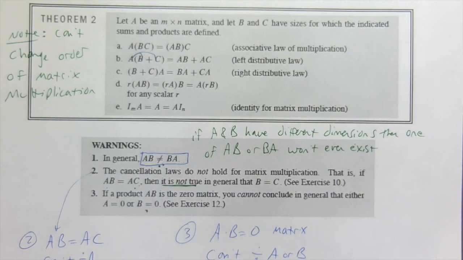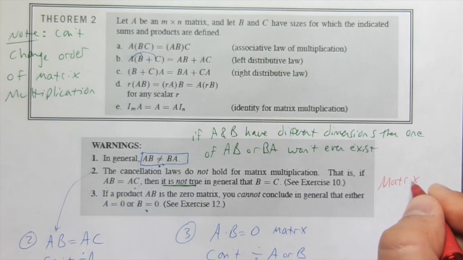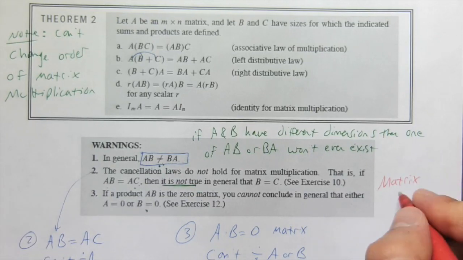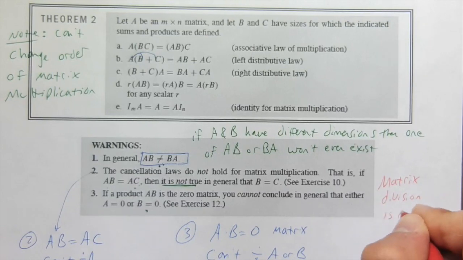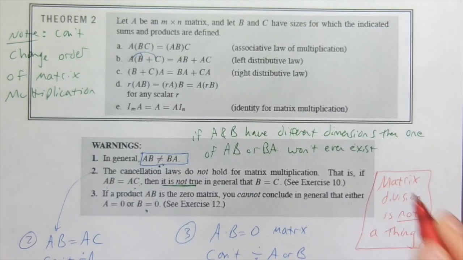And so the big takeaway here, the thing that this box is really trying to tell us, is that matrix division isn't a thing. You cannot divide by matrices. We'll talk about the matrix version of that, but in general, matrix division is not possible. It's not something we do. You multiply by inverses, which we'll talk about later in this chapter, but you cannot divide matrices.